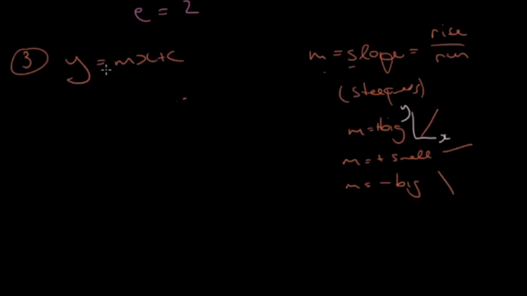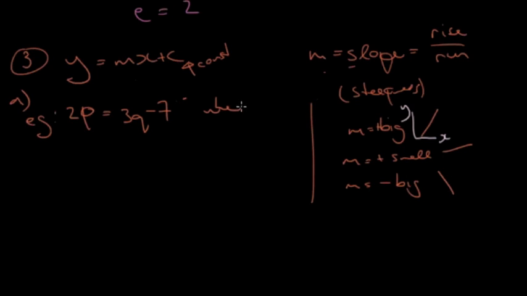So that's our general form. And obviously this c is a constant, and our variables are our x-axis there and our y-axis there. So first equation for 3a could be something along the lines of 2p equals 3q minus 7 when p equals 4. That's a bit messy.